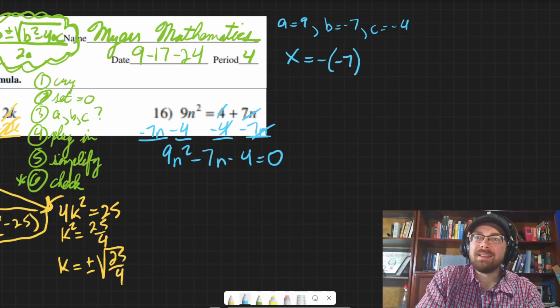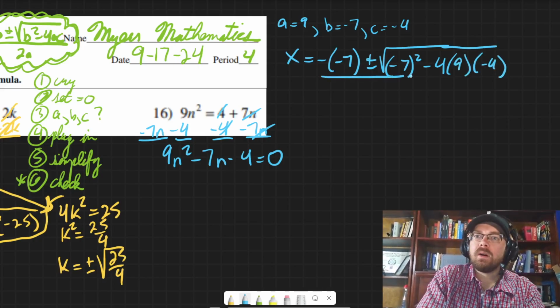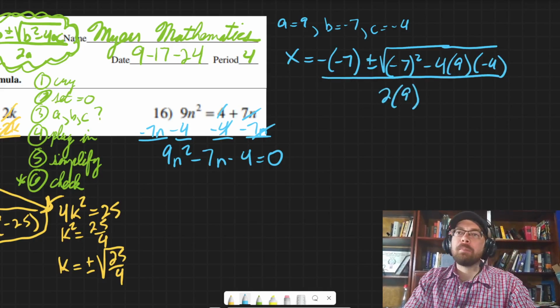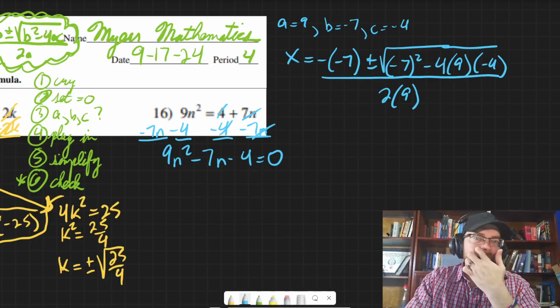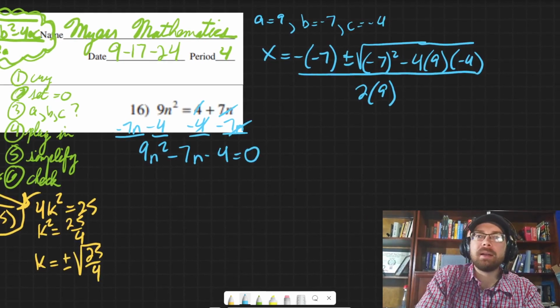Negative b plus or minus the square root of b squared minus 4 times a times c all over 2a. So notice how big and long that is. I mean, it takes up so much space to put it all together in one thing. That's why I like to kind of separate it out. But you don't have to. So here we go.